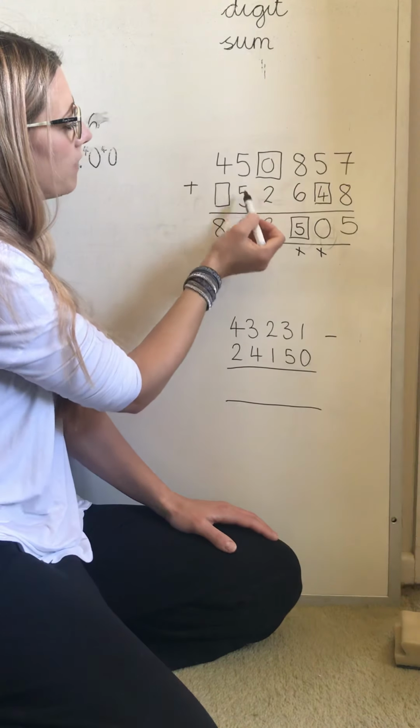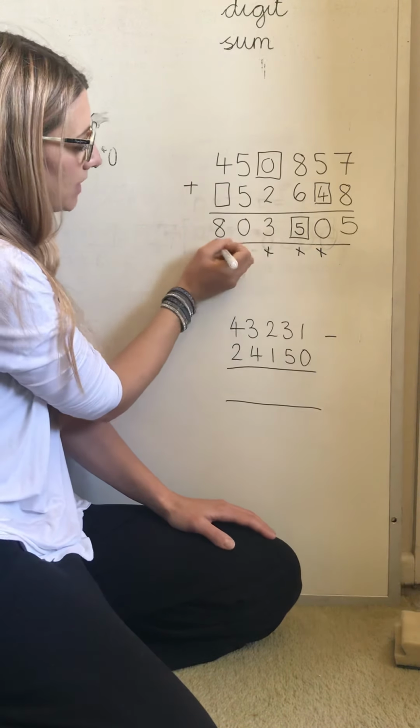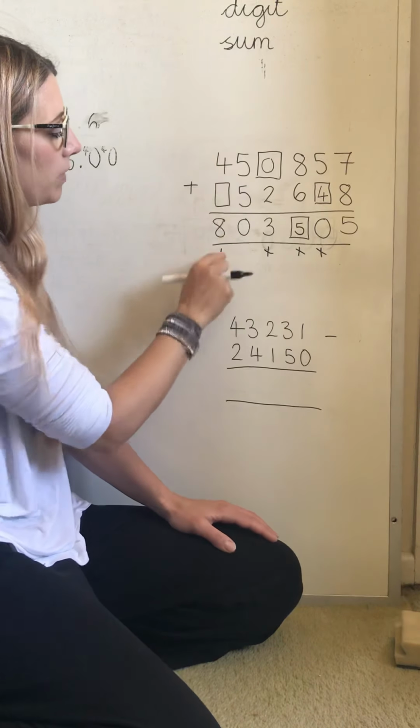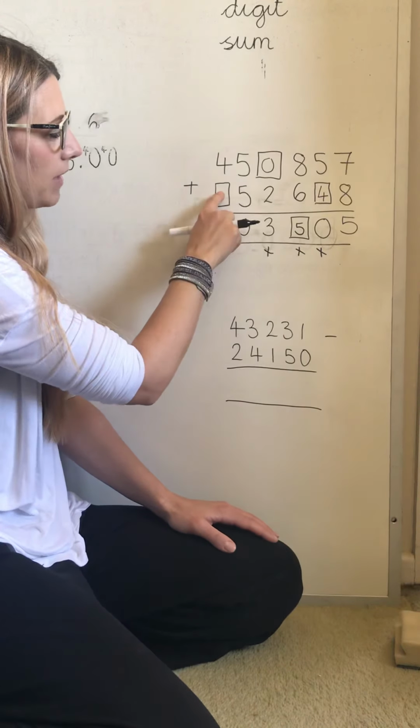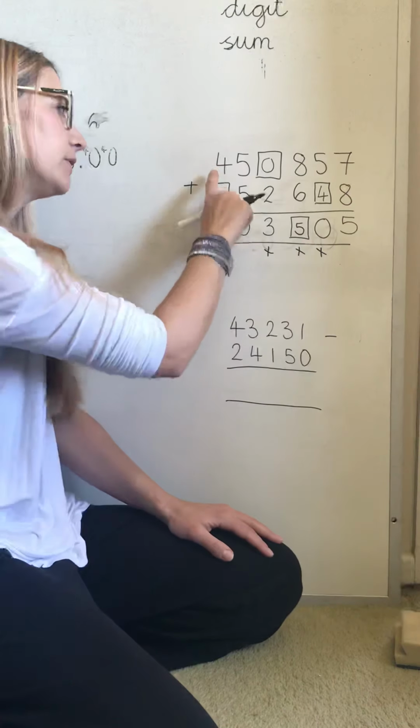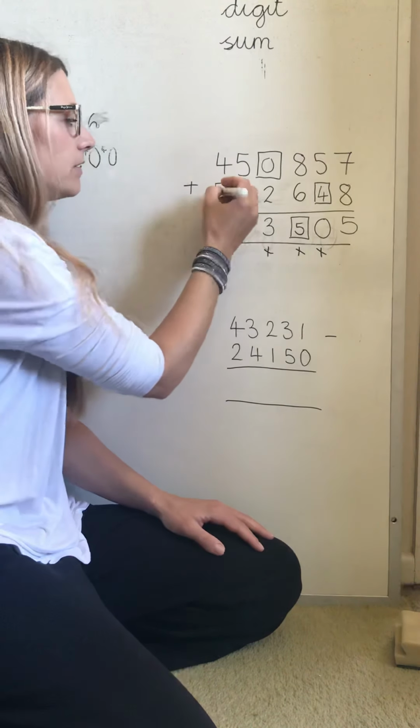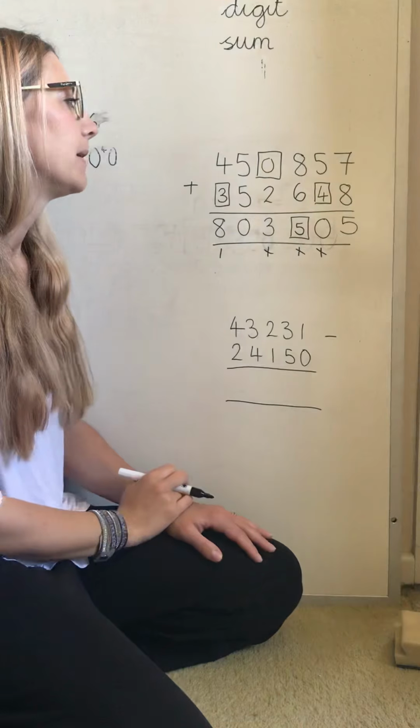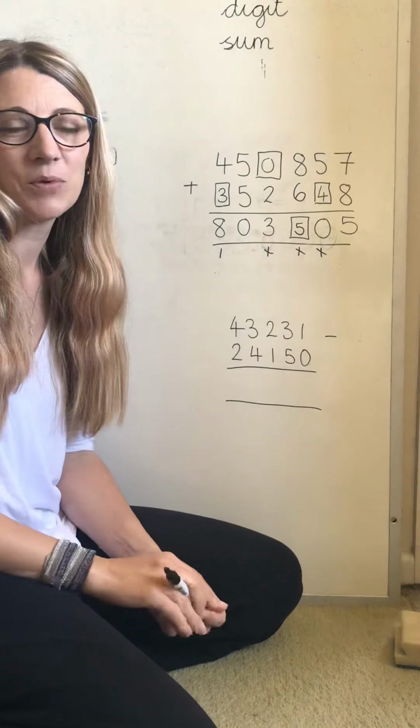I've now got 5 and 5 makes 10, so I'm going to carry the 1. And I've got 4 plus 1 plus something makes 8. Well, 4 plus 1 is 5, so that would make 3 that's missing. So that's how you do your missing number questions.